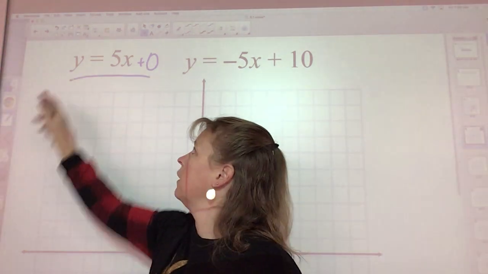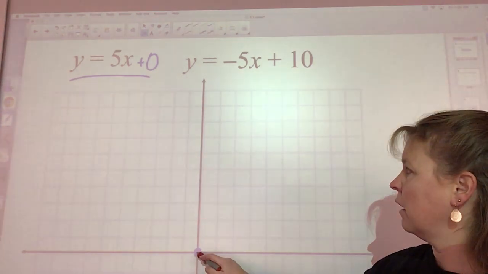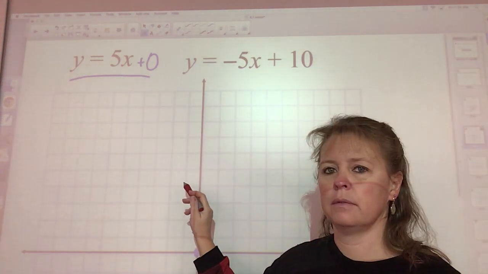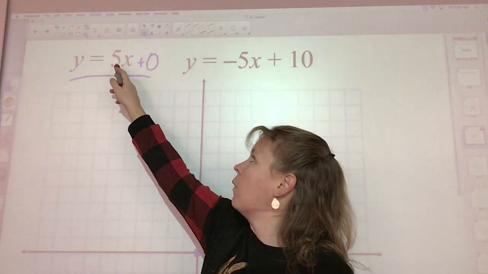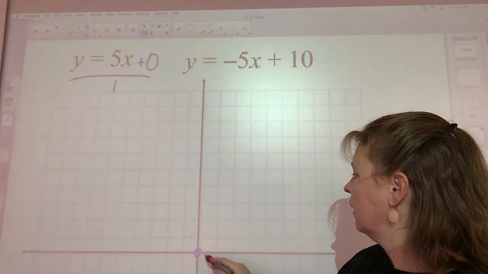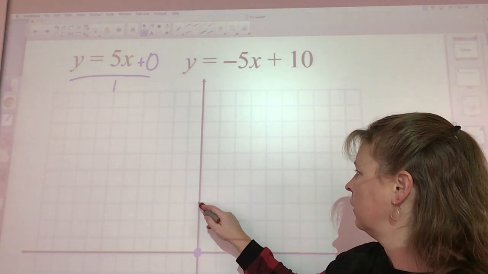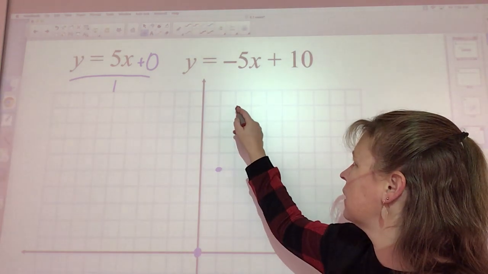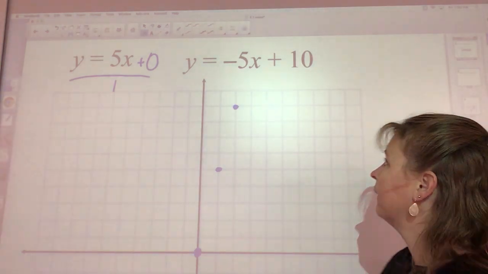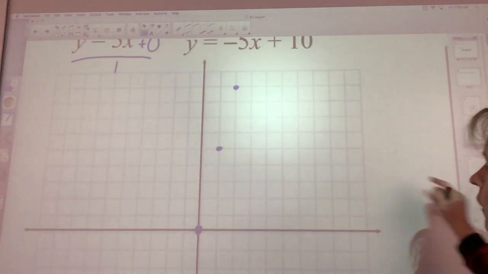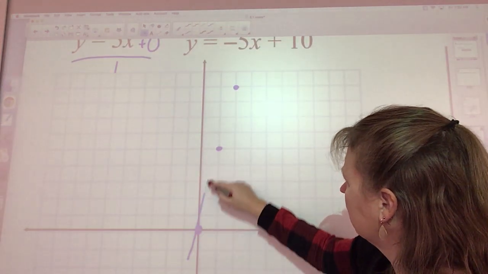I'll do this blue line first. From there, our slope is 5. Up 5. Nope. Rise over run. If there isn't a run, put it over 1. Up 5, over 1. And you may want to do it a couple of times again so you make a nice straight line. Okay, I'll draw my line through here.